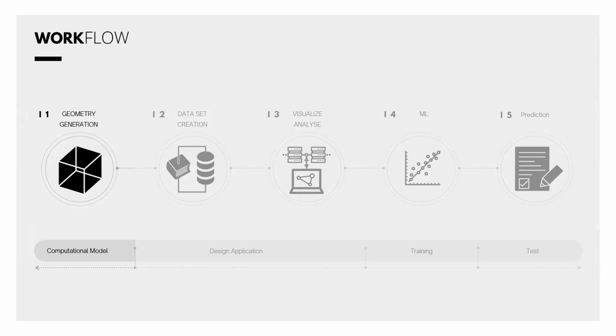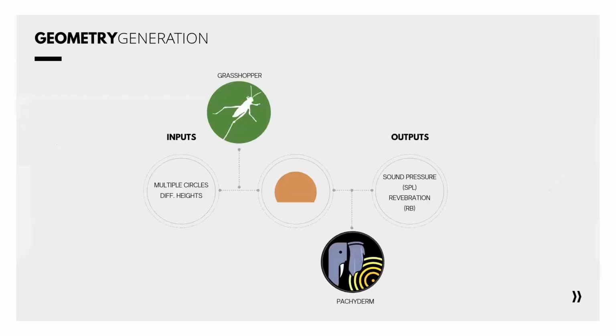So now we look into the geometry generation. And next, to generate the domes using Grasshopper, we have inputted multiple circles with different heights. By running them in Terradome, we get the outputs of the sound pressure levels and the reverberation times.